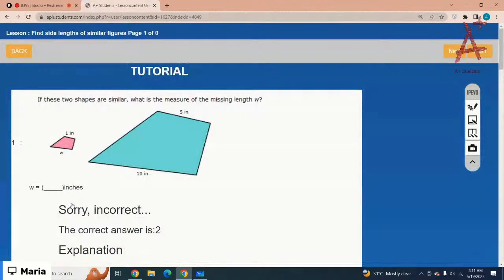Okay, so you are given two of the figures. They are similar. You have to find the side length of the missing side. So whenever you are given two similar figures, you have to find the proportion between their similar sides. Got it?